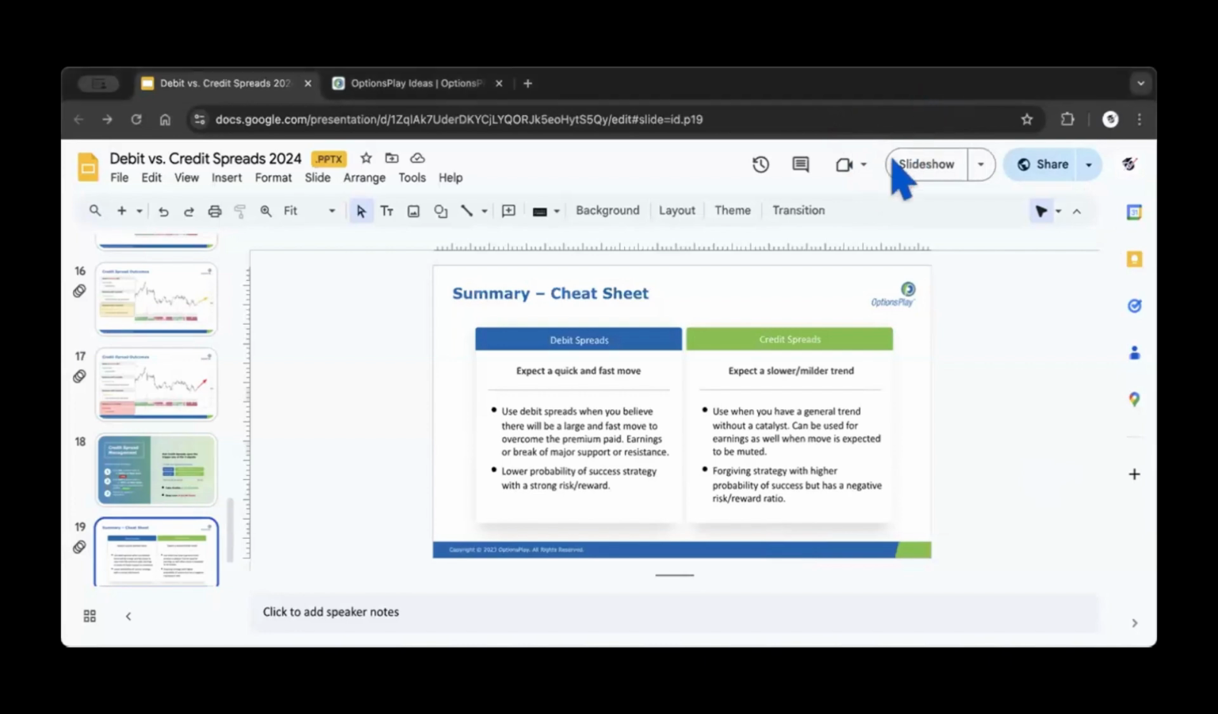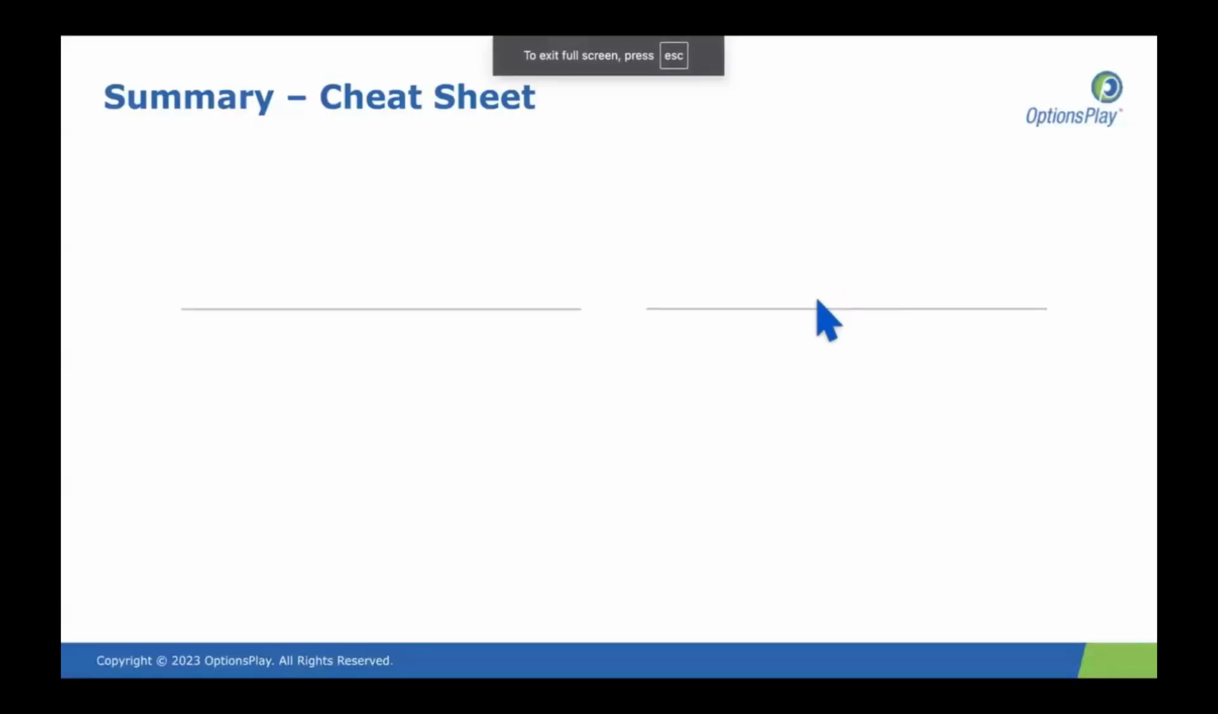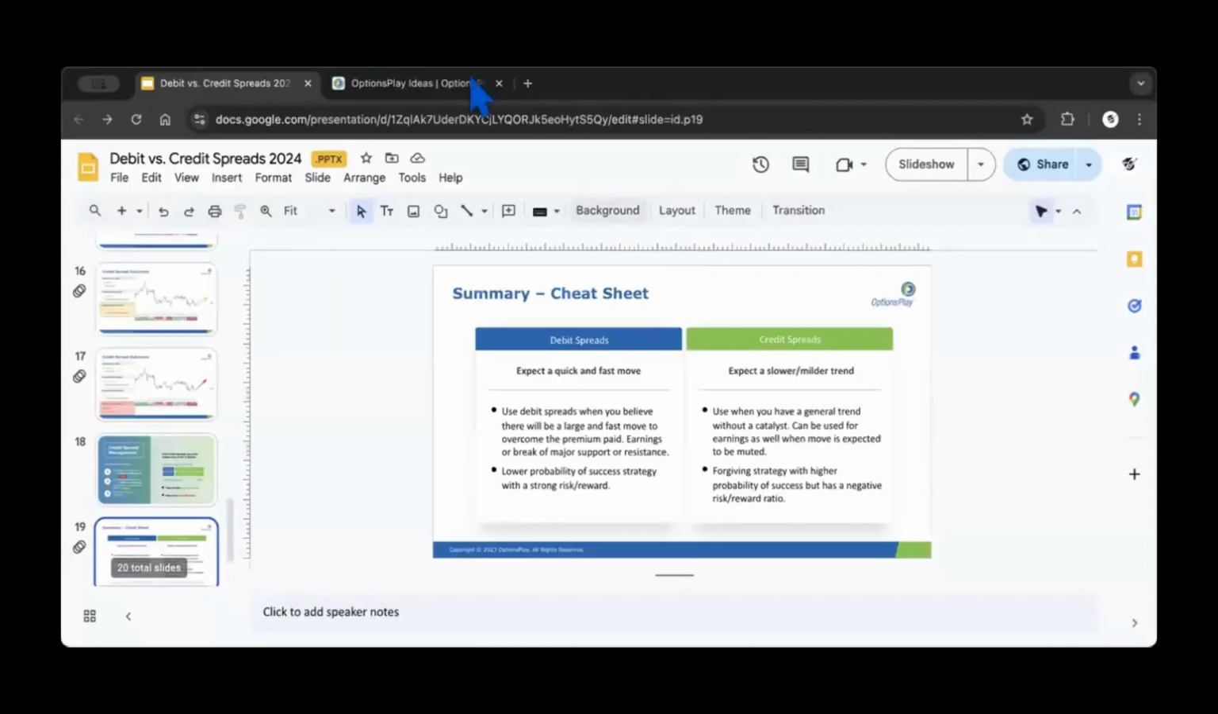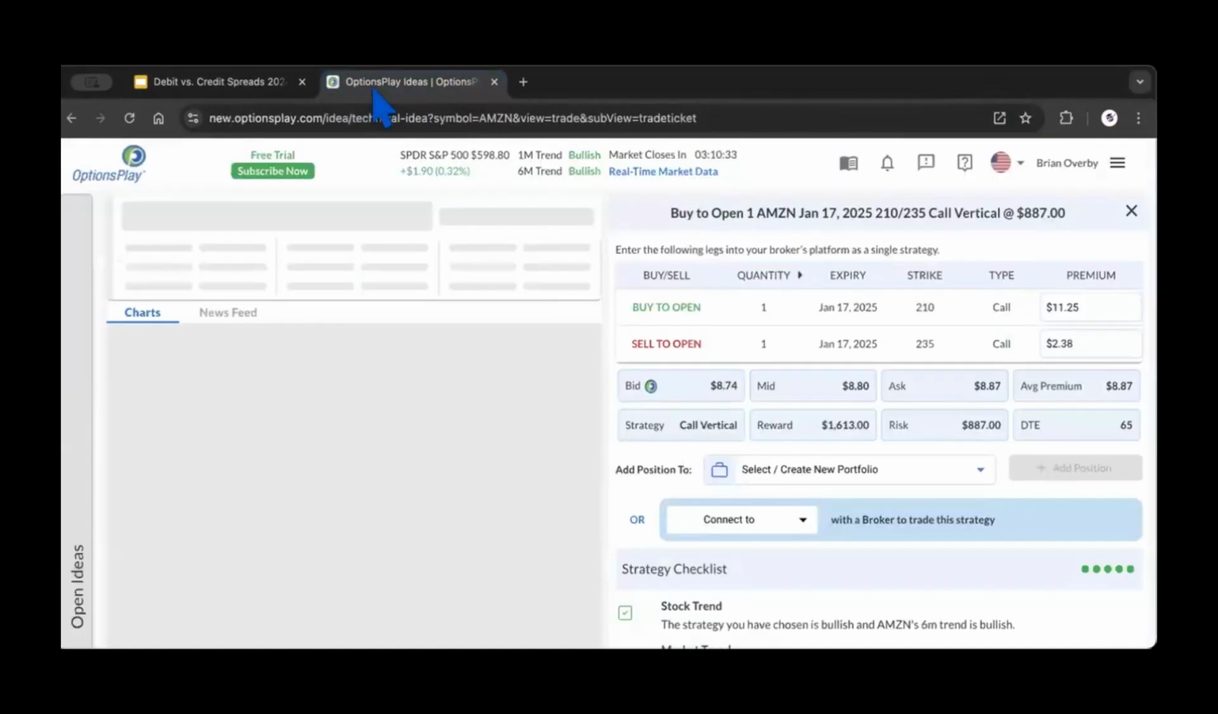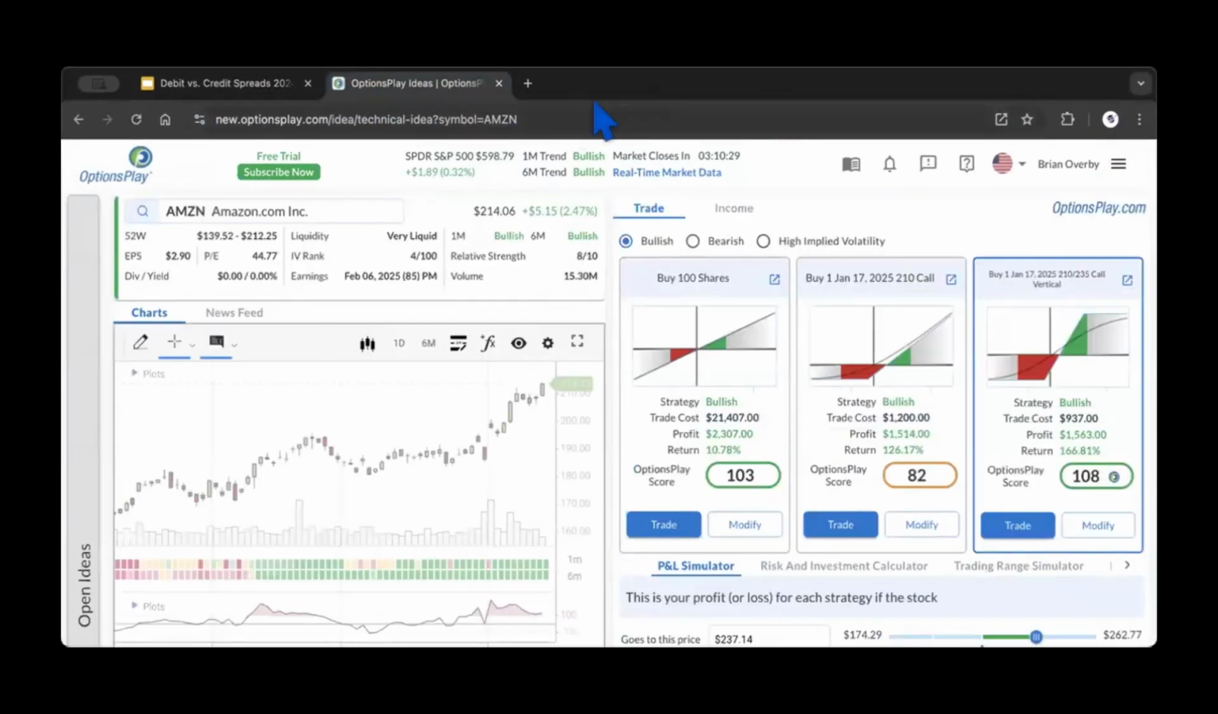So I'm going to go back to the screen. There we go. Oh, I didn't want to do that actually, now that I think about it. I want to go to Options Play. And right now, I just want to make sure you are seeing the Options Play platform, right?